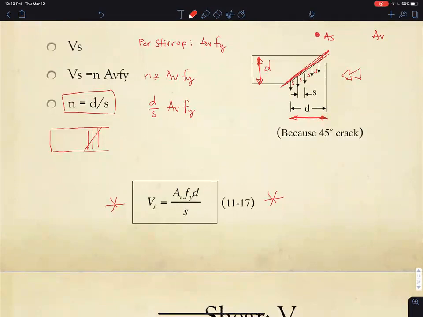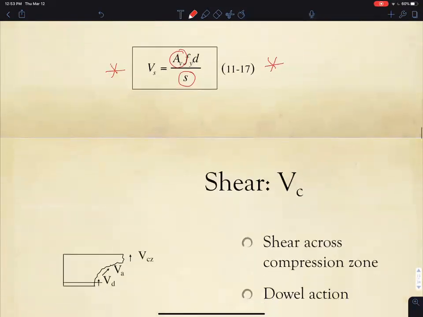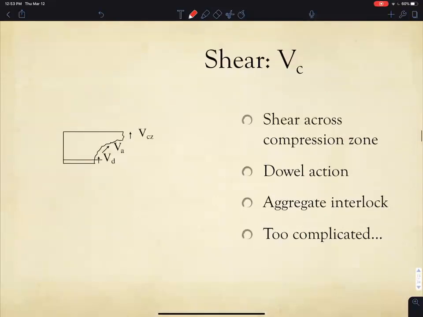The 2 things you typically can change are the area of the stirrup, or the spacing of the stirrup. And you can change Vs, the shear strength due to steel in a reinforced concrete beam. The next thing we're going to talk about in the next video is the shear strength due to concrete.